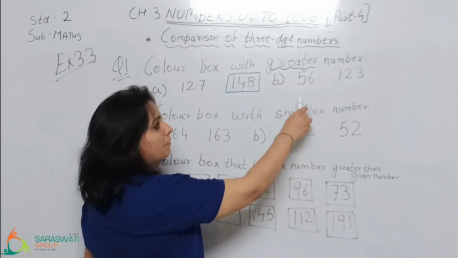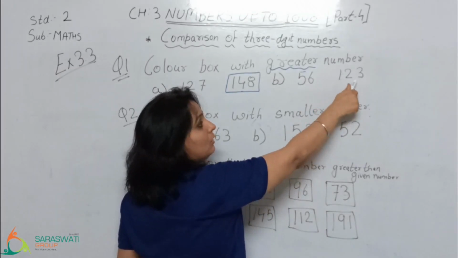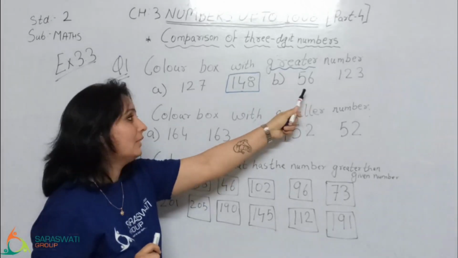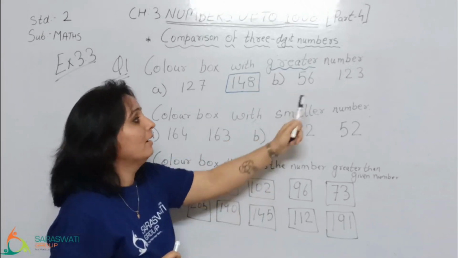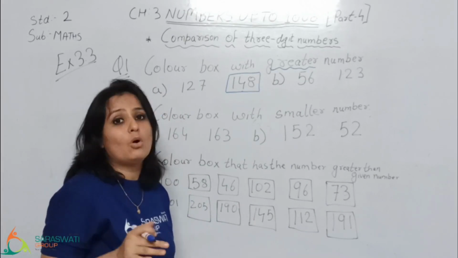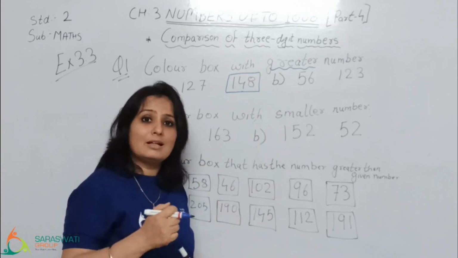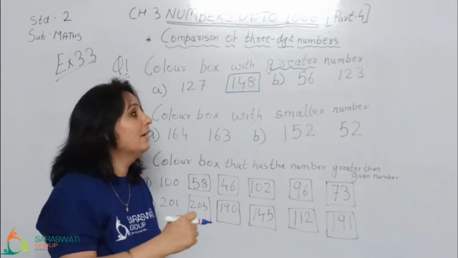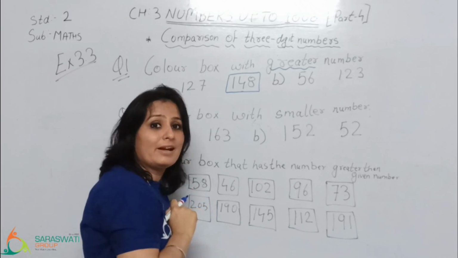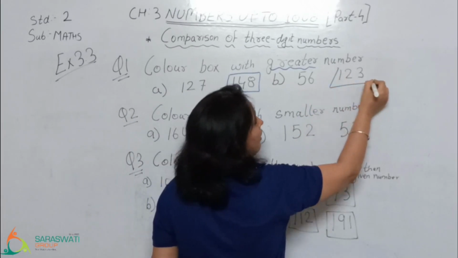B. The first number is 56 and the second number is 123. Now, you can see here there is one number of 2 digits and the other number of 3 digits, and you already know that a 2-digit number is always smaller than a 3-digit number. So we don't need to do any comparison here, because we already know that a 2-digit number is smaller than a 3-digit number. So which is greater over here? Obviously the 3-digit number. So we will color this number.